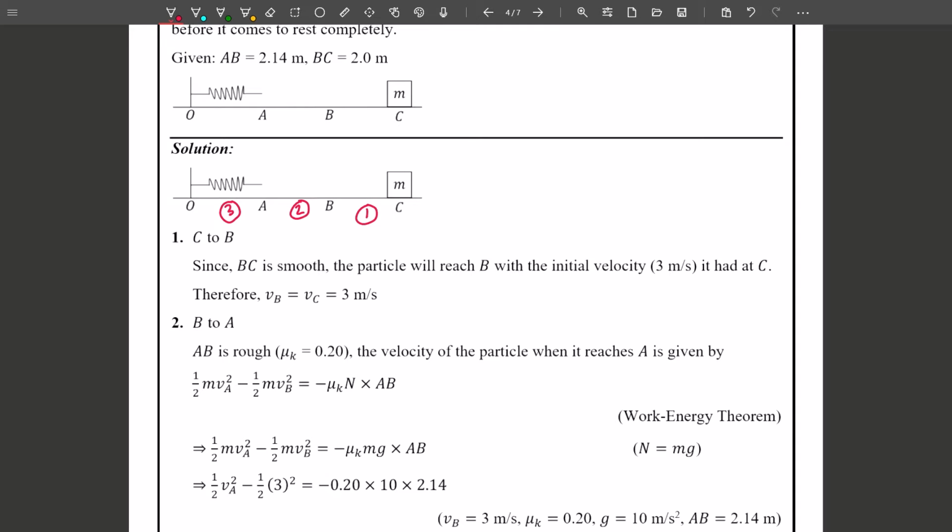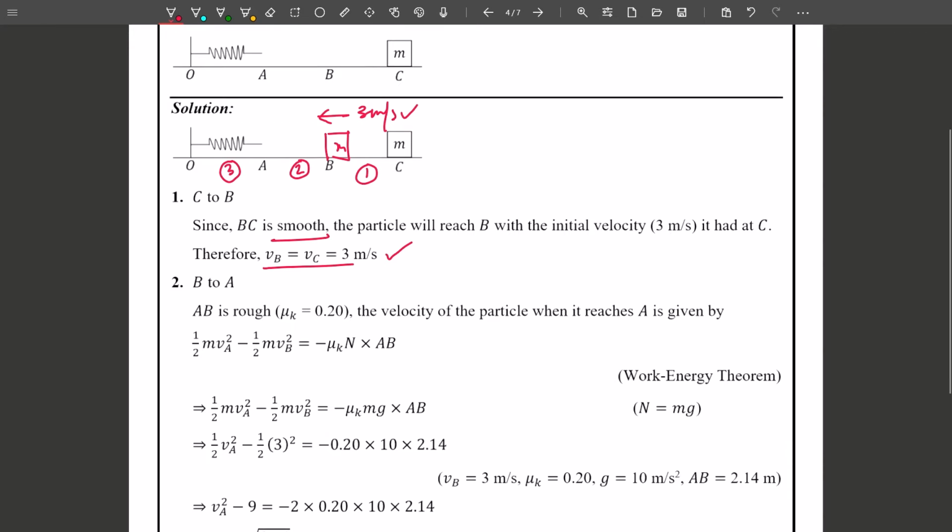So in the first part, B and C, this part is smooth. So velocity won't change. No friction is there, so velocity won't change. So velocity at B and velocity at C are equal. So when the block is at B, the velocity will be 3 meter per second itself. Okay, so let's come to the BA part.